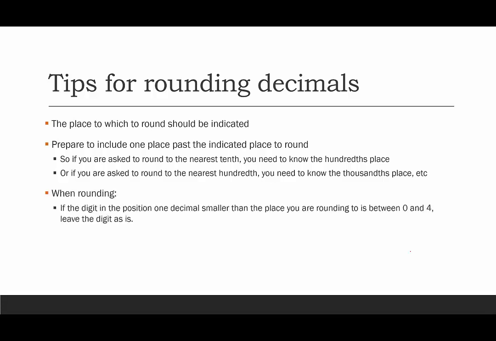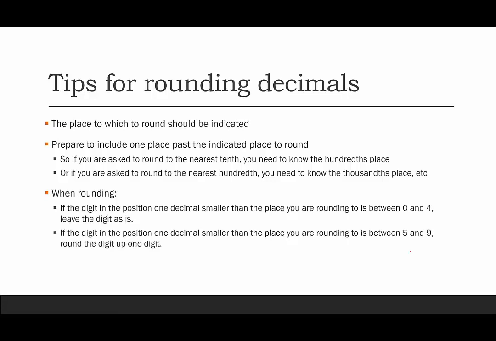When we're rounding, if the digit in the position 1 smaller, so if we're rounding to nearest tenth and the hundredths place is between a 0 and 4, we leave the tenths place alone. It would stay as is. If we're rounding to nearest tenth place and the hundredths place is between 5 and 9, then we would bump the tenths place up 1 digit. So with an example for the first one, if we have 0.42, the 2 in hundredths place would tell the 4 in the tenths place to stay the same.